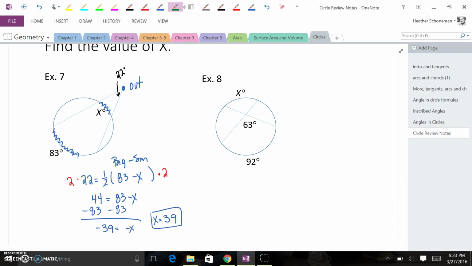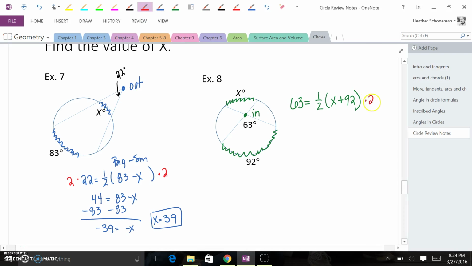Alright, let's try another example. Example 8. Got the vertex inside the circle this time. So when it's inside the circle, the angle equals. So the angle is the one close to the vertex. So 63 equals. And when it's inside, you have two intercepted arcs. And when it's inside, you take half the average of the two. So that's going to be x plus 92.